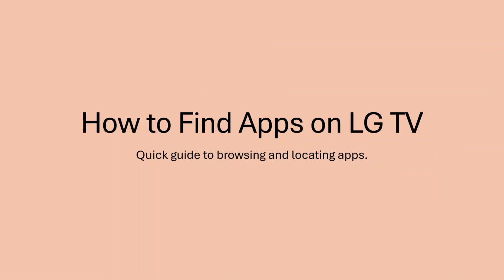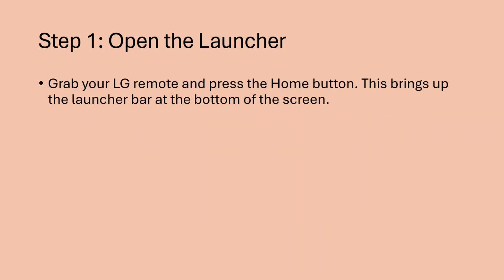In this video, I'll show you how to find apps on LG TV. Step 1. Open the launcher. Grab your LG remote and press the home button. This brings up the launcher bar at the bottom of the screen.